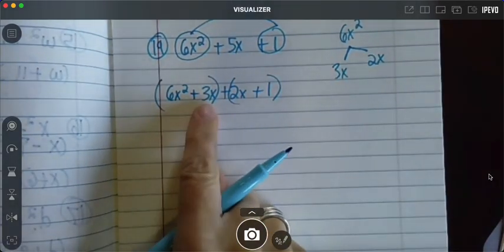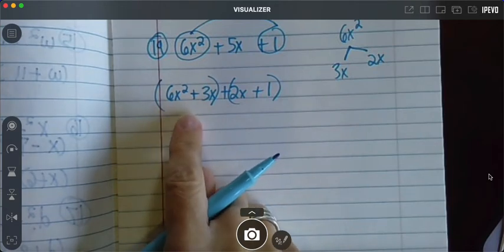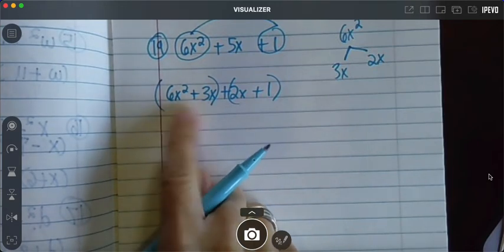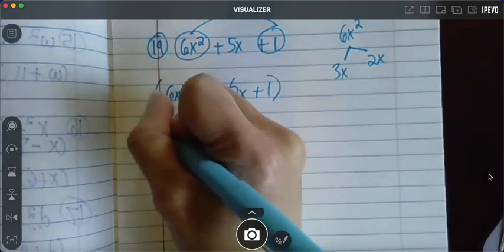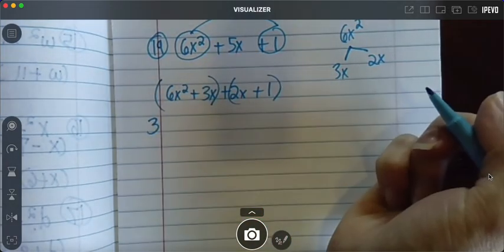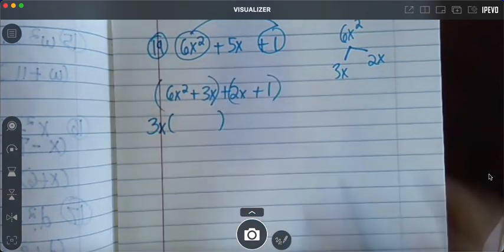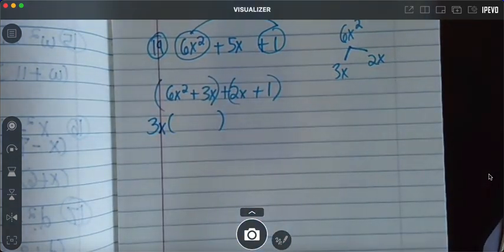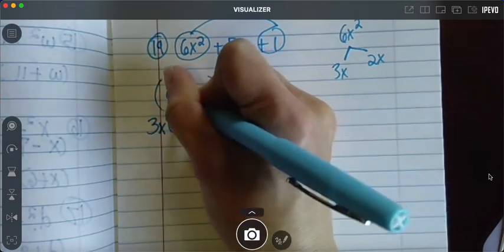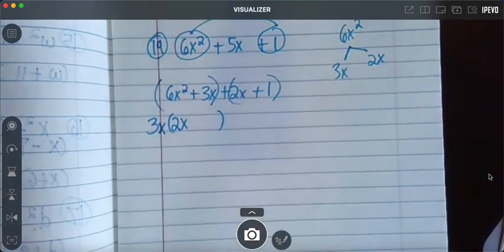What can I factor out of this? Y'all make sure you're paying attention. What goes into both of these things? A 3. Don't forget to look at your variable. What else? An x. Don't they both have an x? You're just taking out what you can. So, what is 6 divided by 3? 6 divided by 3 is 2. I took out 1x, so I have 1 left over.